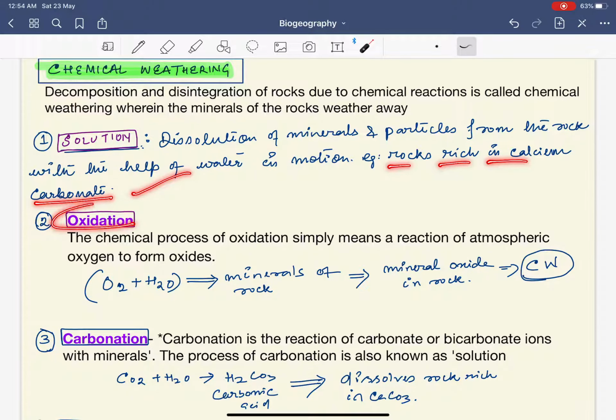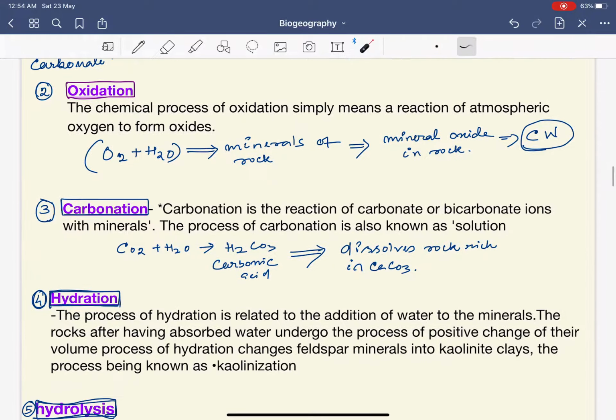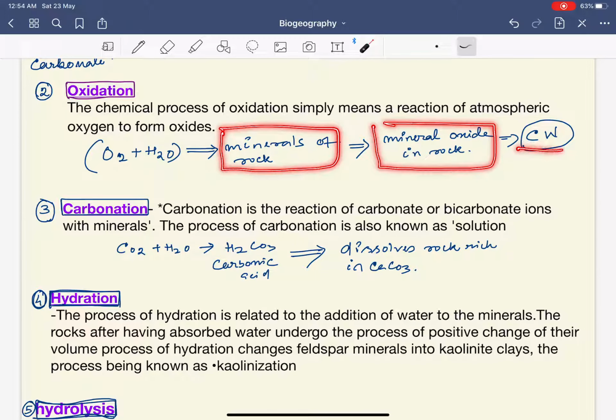Next is oxidation. Oxidation is the chemical process of a reaction of atmospheric oxygen to form an oxide. Just see this. Oxygen combined with water, and then when they react with the minerals of the rock, it leads to mineral oxide in the rock, hence resulting in chemical weathering.